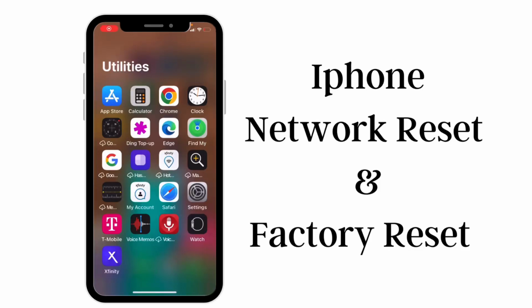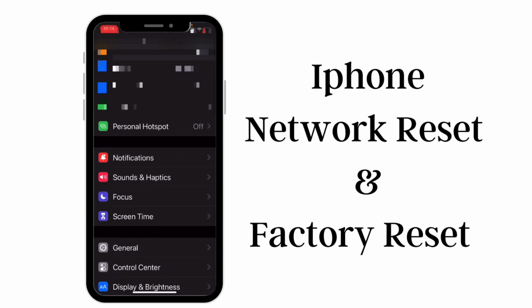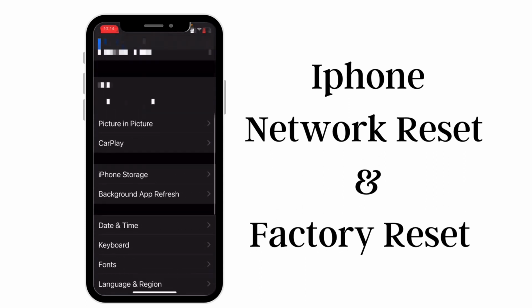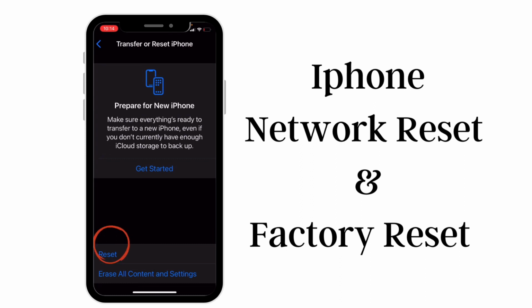Hi guys, today I'm going to show you how to do a factory reset on your iPhone or how to do a network reset. So first you want to go to settings and click on settings, then you are going to go all the way down to general. Once you're at general, scroll all the way down to transfer or reset. You click on it and then you're going to click on reset.